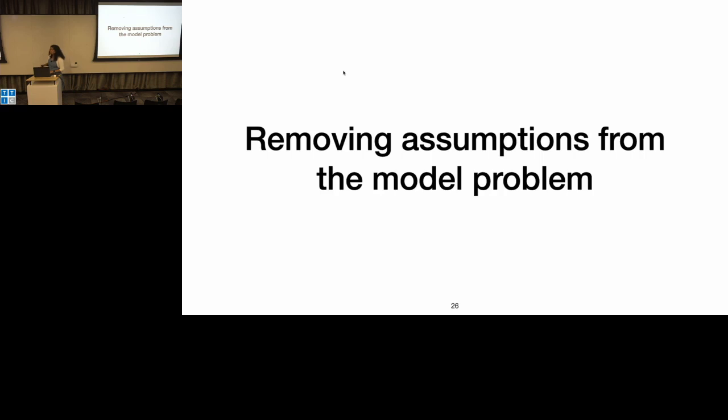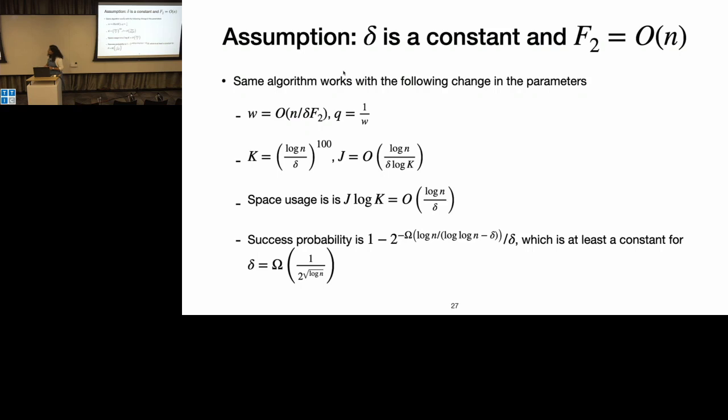I'll quickly go over the high-level ideas of how we remove the assumptions that I made when I began the talk. The first thing actually is not a very big deal. I assumed that delta is a constant and F2 was order n. In fact, all those parameters that I wrote before, like W, the window size, Q, the sampling probability, the hash function, everything can be modified to be functions of this F2 and delta, and we can get the following result. You get this weird looking success probability, which is at least a constant for delta that's in this range, and which is why our result works for delta in that range. Okay? So that assumption is not hard.